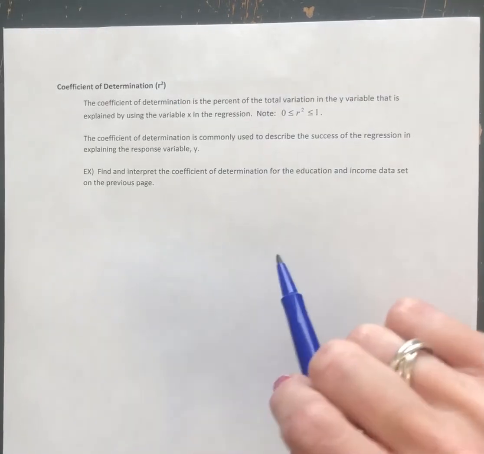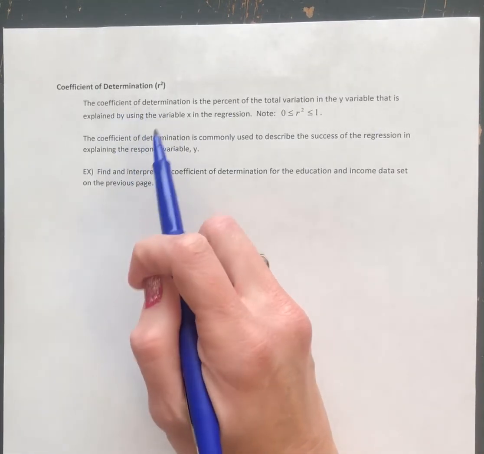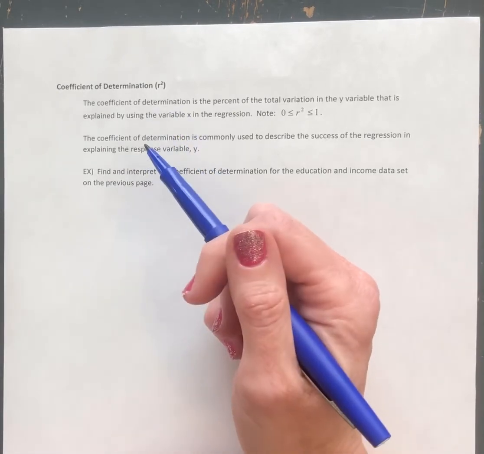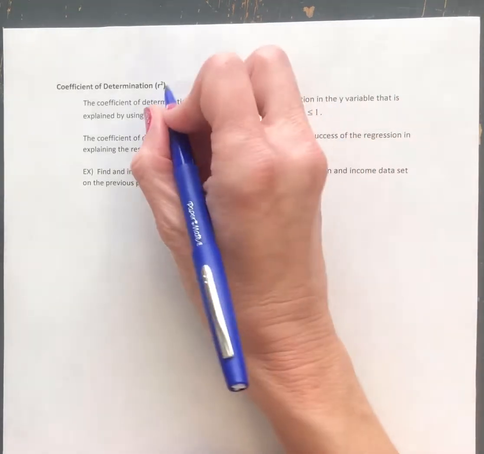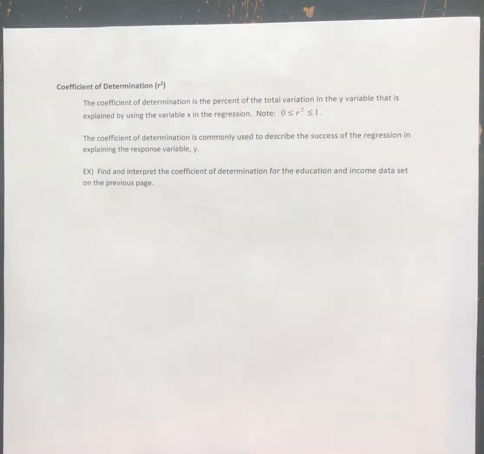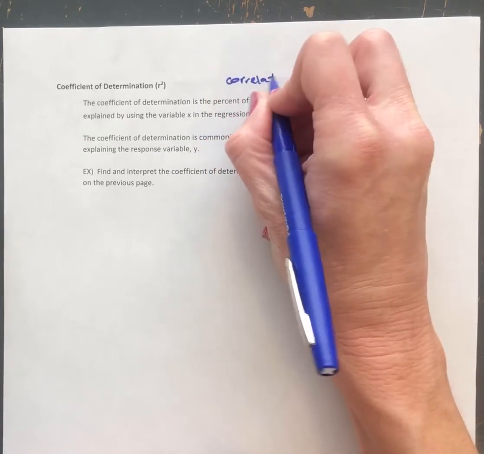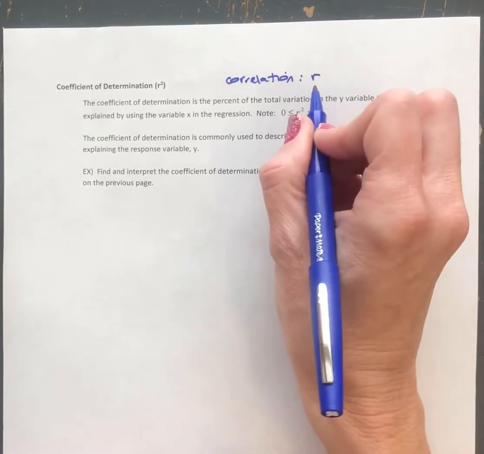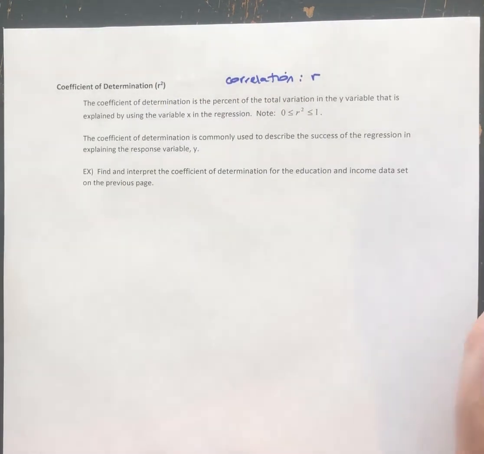Our last topic here for this chapter on regression is looking at the coefficient of determination. The coefficient of determination is going to help us determine how useful our model is. The symbol we're going to use for the coefficient of determination is r squared. As a reminder, the correlation that we just learned was r, and literally we are taking that correlation value and squaring it to get the coefficient of determination, r squared.